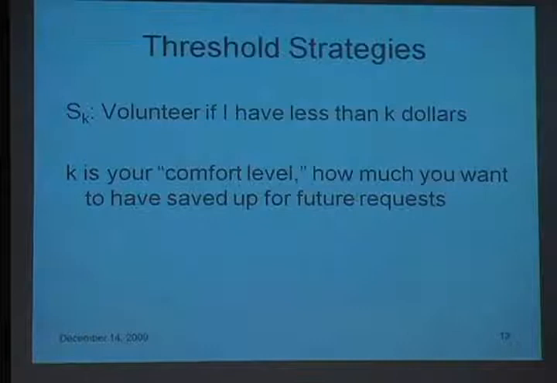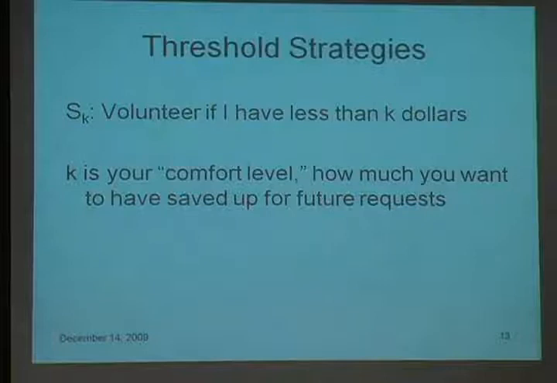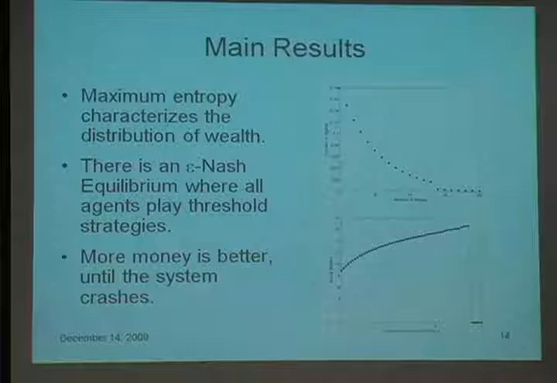These two competing trends are naturally balanced by a class of strategies that we call threshold strategies. I set some threshold, and if I have less than that amount of money, I'm feeling poor and I want to volunteer. If I have that amount of money or greater, I have enough money for now and I'm not going to volunteer. K is my comfort level, how much I need to have saved up to make future requests. This is an intuitive class of strategies, but they're not the only thing.